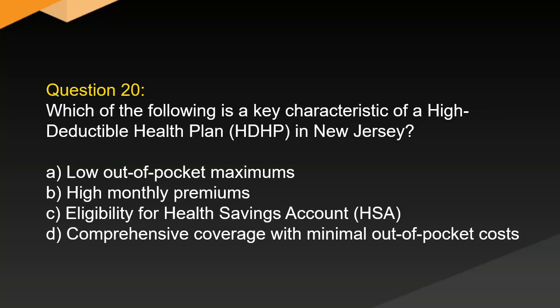Question 20. Which of the following is a key characteristic of a high-deductible health plan in New Jersey? A. Low out-of-pocket maximums. B. High monthly premiums. C. Eligibility for a health savings account, HSA. D. Comprehensive coverage with minimal out-of-pocket costs.